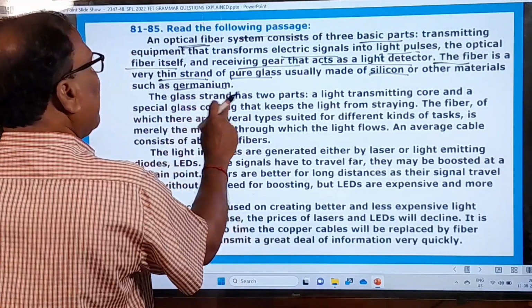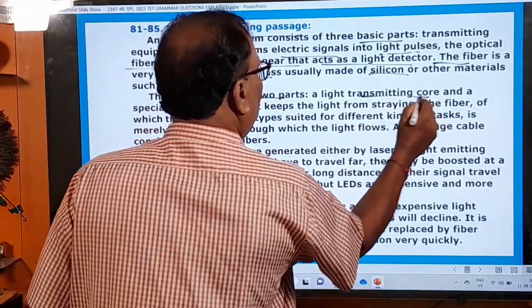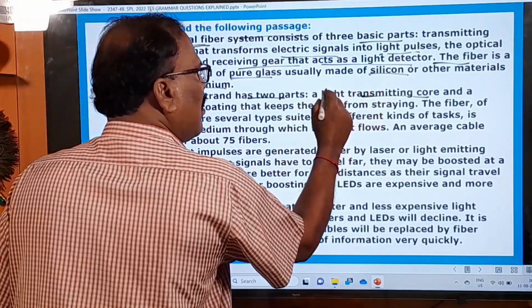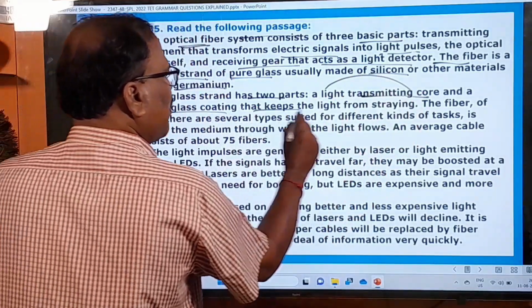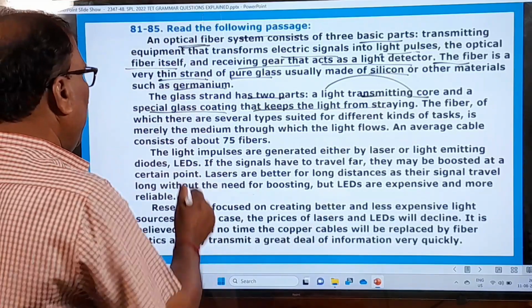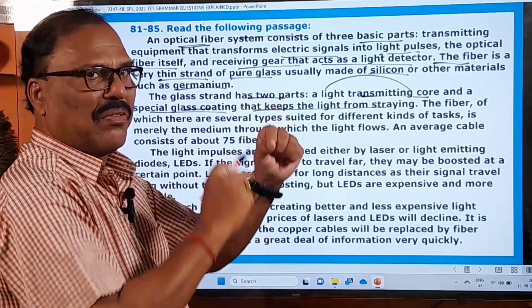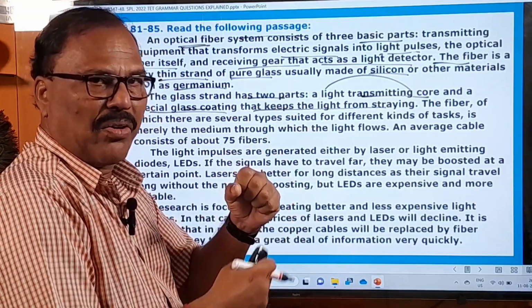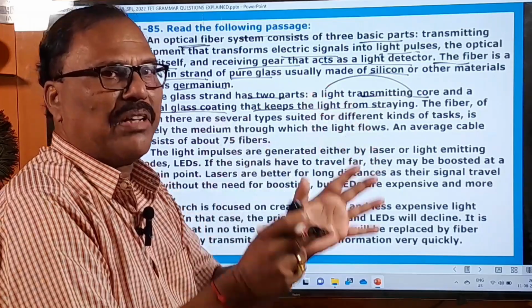The glass strand has 2 parts. A light transmitting core, and a special glass coating that keeps the light from straying. On that core there will be a special glass coating. It will keep the light from straying, meaning from going out or escaping.